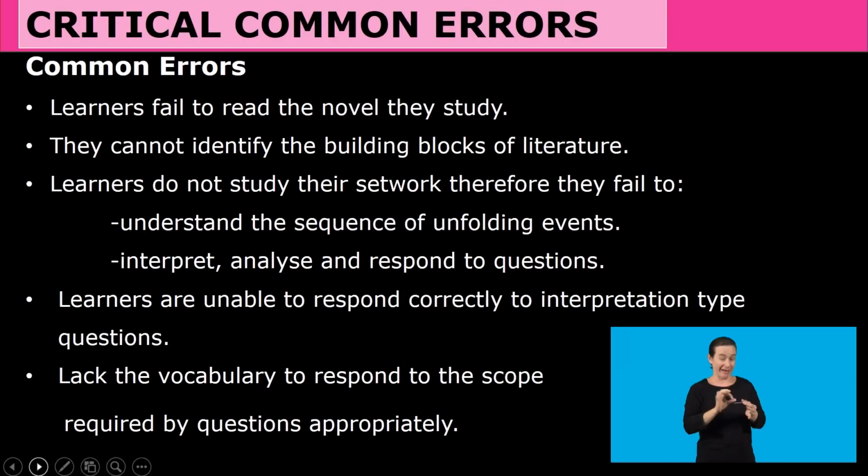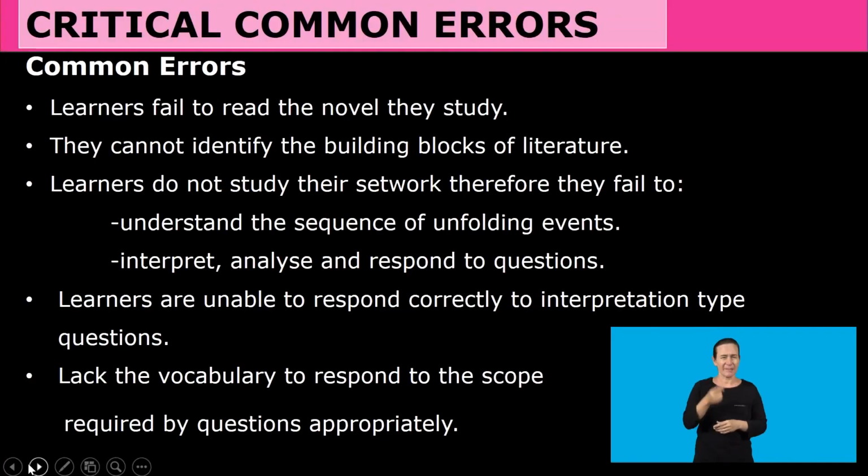Common errors. What do we find learners cannot do? They fail to read the novel that they study, and reading that novel is of vital importance. It is paramount. You cannot respond to questions if you don't know the content of that novel. You must be able to identify the building blocks of literature. You need to understand the sequence of unfolding events in your novel and interpret, analyze, and respond to questions. Learners struggle to do that because it's a skill that they need to acquire, and they lack the vocabulary in order to respond to those questions.